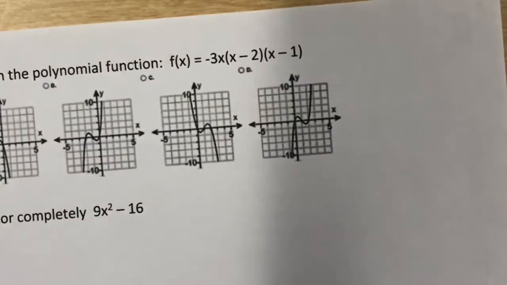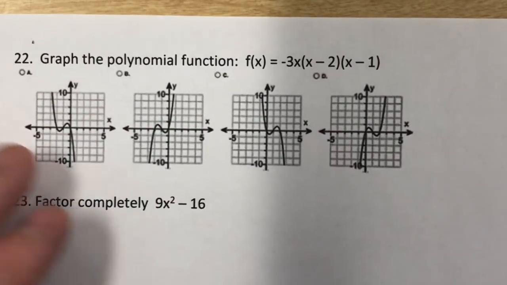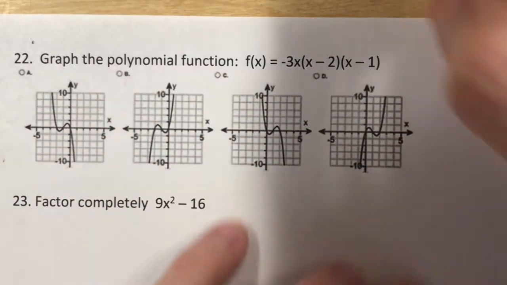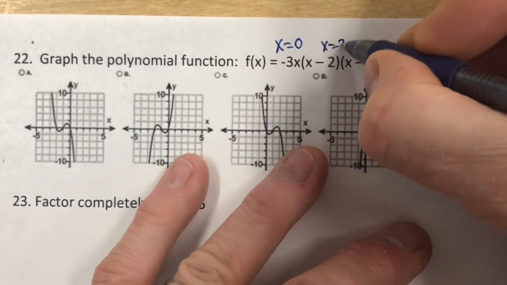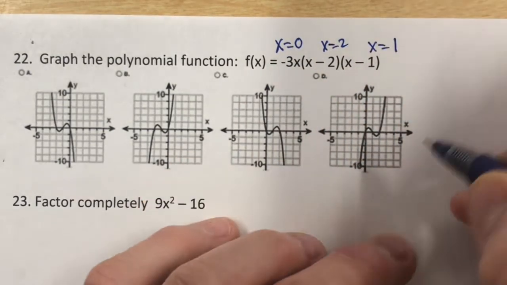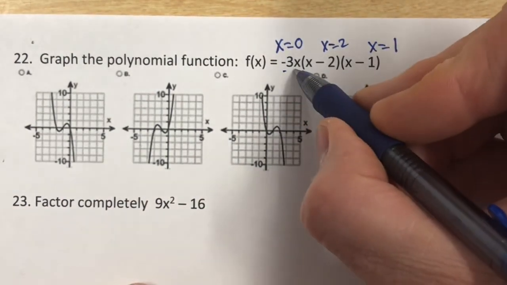All right, about to finish up here. 22. Graph the polynomial function here. Also, just like we did right here, this is x equals 0. This is x equals 2. This is x equals 1. Okay, these are my zeros from those 3 factors. Here, negative 3 times 0 is 0.